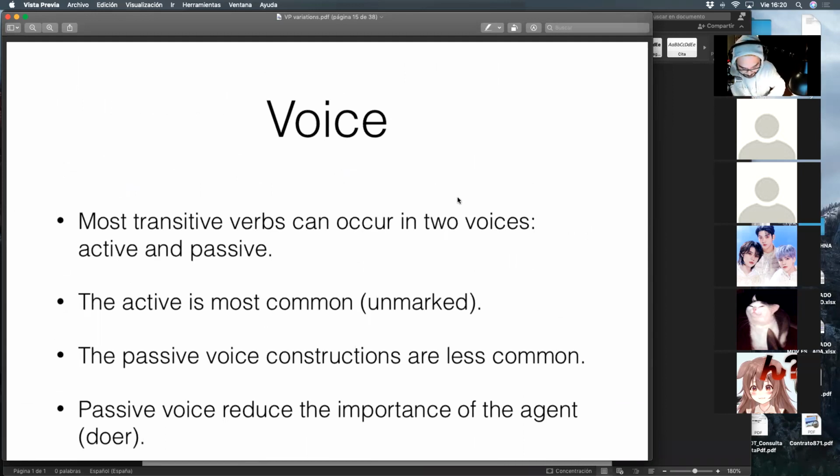¿Me escuchan bien, cierto? Sí, profe. Ya, muchas gracias.